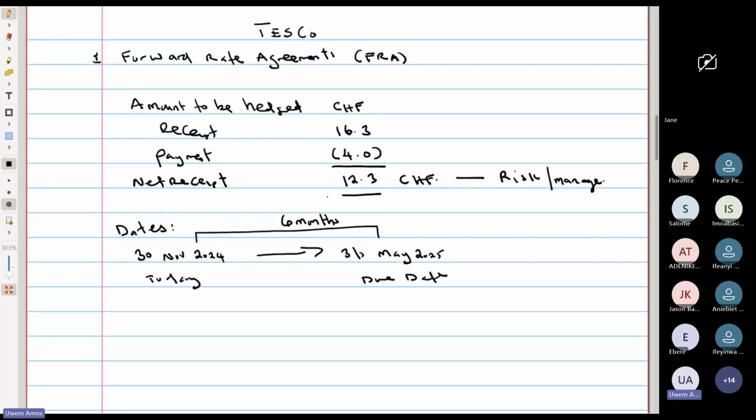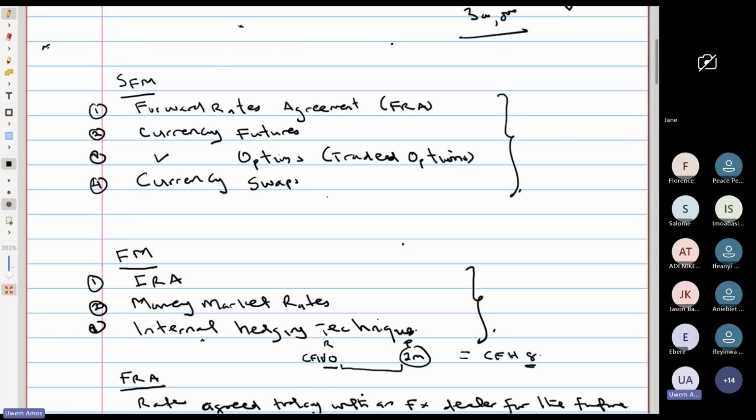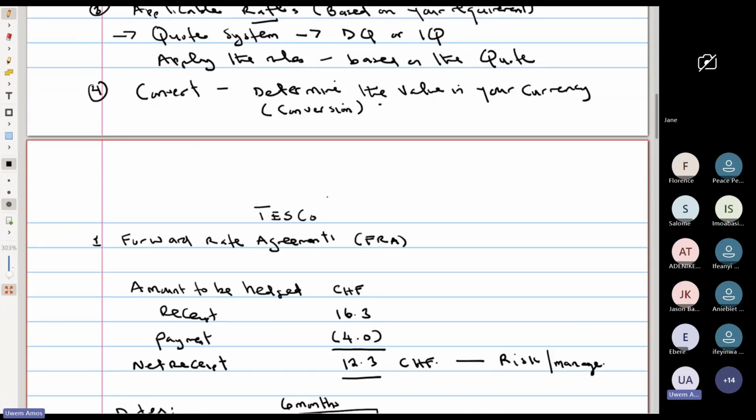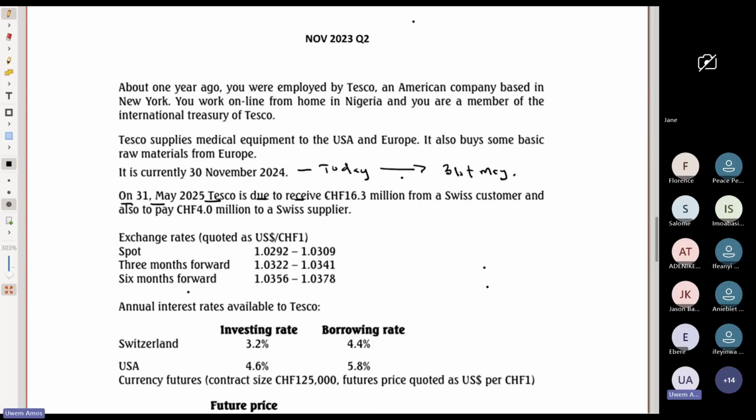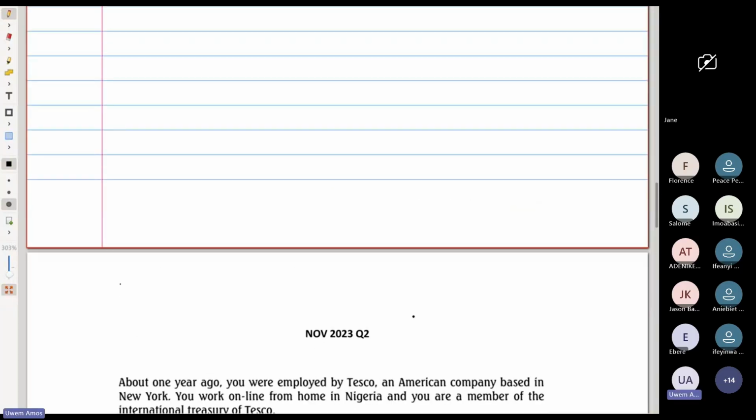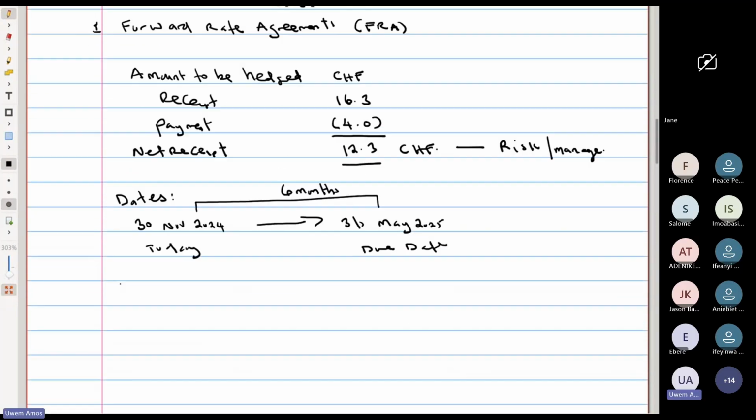You go back to the FX dealer and say, what we're interested in is the forward rate agreement for 6 months. We're not going to do the 3 months, because our receipt is coming in 6 months' time. So we're going to go for the 6 months. So the applicable FRA, the contract that we go into, would be the 6 months FRA.